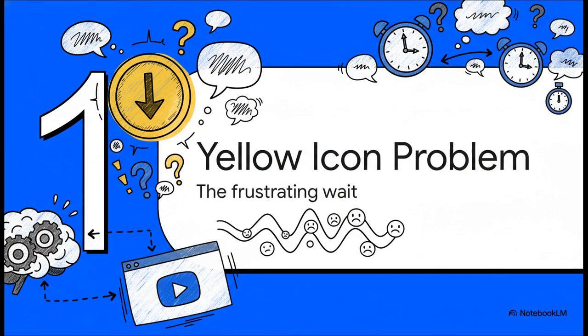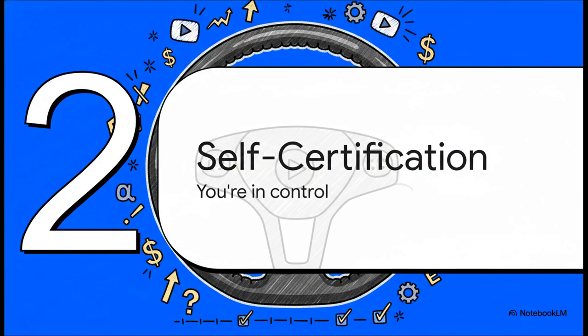At its heart, the whole yellow icon problem is really just about waiting. You're waiting for YouTube's automated systems, its AI, to figure out what your content is about. And look, that AI is smart, but it's not you. It doesn't know your intent. And that can lead to delays, wrong decisions, and just a whole lot of anxiety. But what if you didn't have to wait for the system to guess? What if you could just tell it? Well, that's exactly what self-certification is.